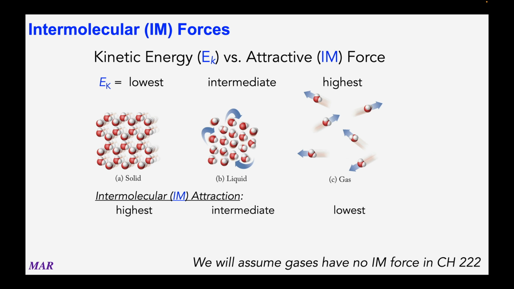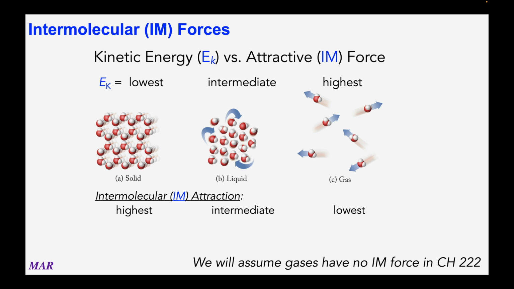And then finally, gases have the highest kinetic energy. They're moving all around all the time. On the other hand, they have low intermolecular forces. We even assumed they had no intermolecular forces in the gas chapter. So this is how chemists think about it. So the answer to the question that I said earlier, like why is an ice cube different from water vapor, which is different from liquid water? I would say it's the intermolecular forces.